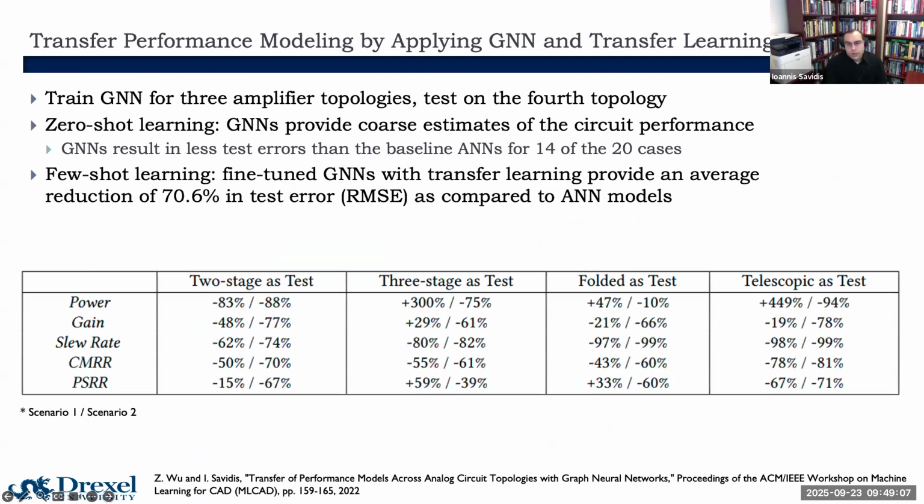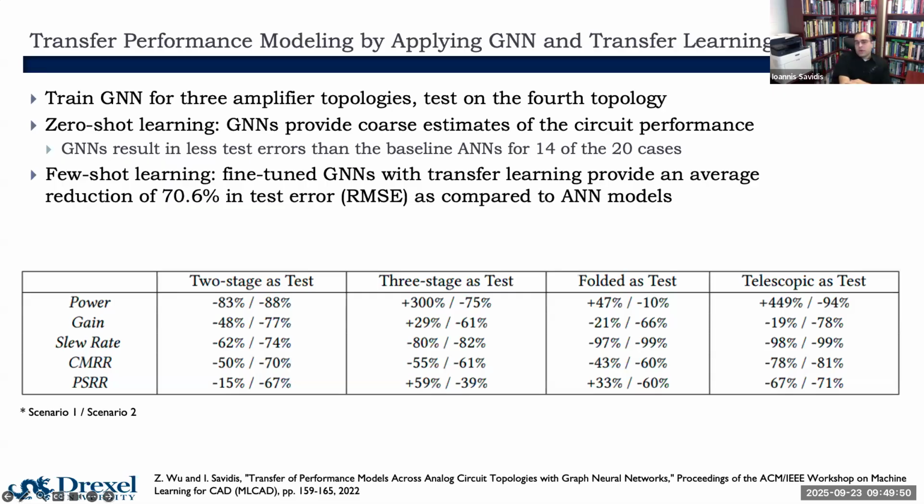All right, so here are some of the results. In the table, the negative values indicate lower test errors compared with the baseline ANNs. For scenario 1, which is the first value of each table cell, GNNs provide a coarse estimate of the circuit performance, and GNNs trained for scenario 1 result in less test errors than the baseline ANNs for 14 of the 20 cases. Then for scenario 2, which is the second value of each table cell, we see even more improvement. The fine-tuned GNNs provide an average reduction of approximately 70% in the test error.